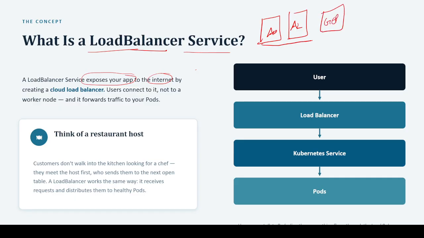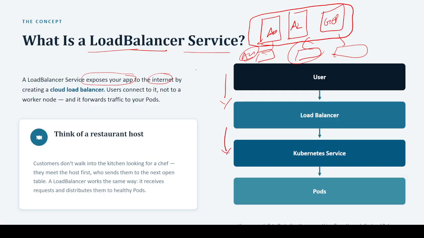In cloud environments, if you give the type as load balancer, all these clouds will create their load balancers. Like in AWS we have ALB and NLB. In Azure also something is there, and GCP also. I'm not actually able to recall the name, but all these cloud providers also create their own load balancers. Okay, and this is the flow. Basically the user will hit the load balancer and the load balancer will redirect to the service and then to the pods.